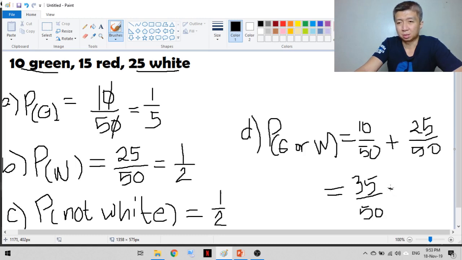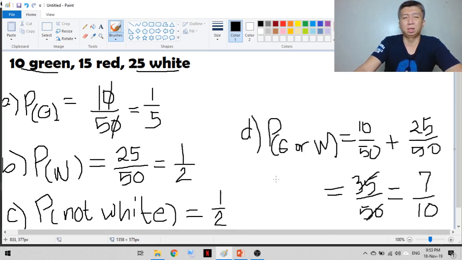So, to simplify this, divide natin sa 5. This will be 7, and then this will be 10. So, ang probability na ang makukuha mo na green or white ay 7 over 10. Malaking tsansa na makuha mo is either green or white. Okay, 7 out of 10.